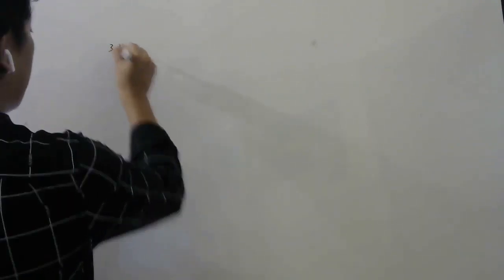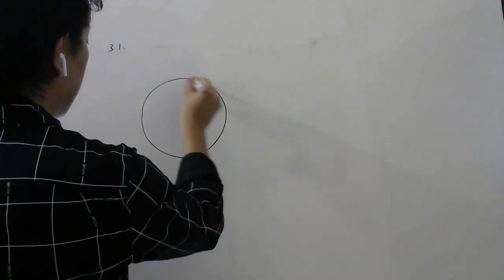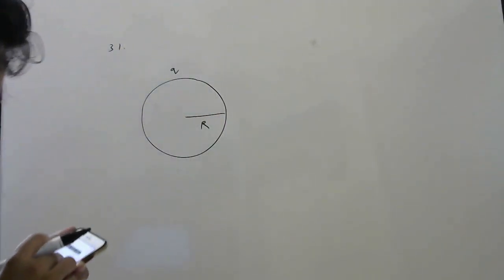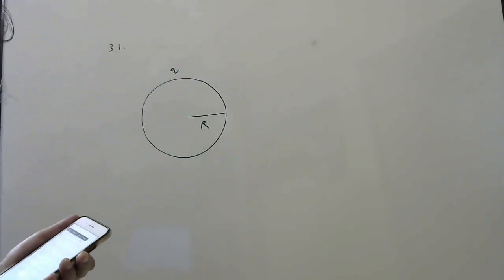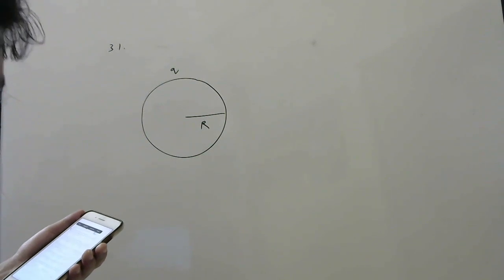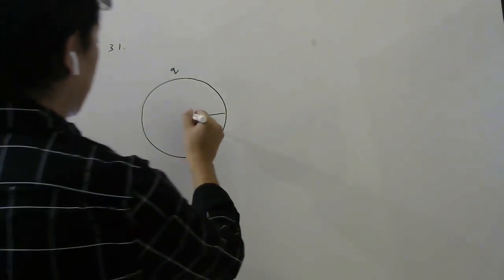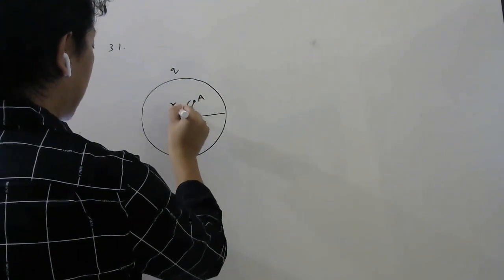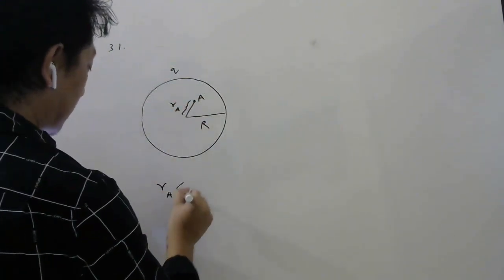A thin spherical shell has charge Q and radius capital R. So question number 31: there is a thin spherical shell, charge is Q, radius is capital R. Consider two points A and B such that the distance of A from the center is RA, which is less than capital R. So point A is inside. This distance is RA, and they told RA is less than capital R.